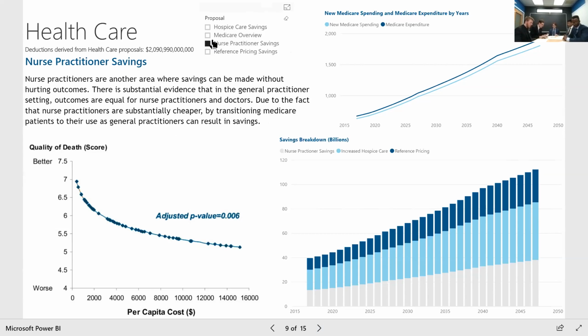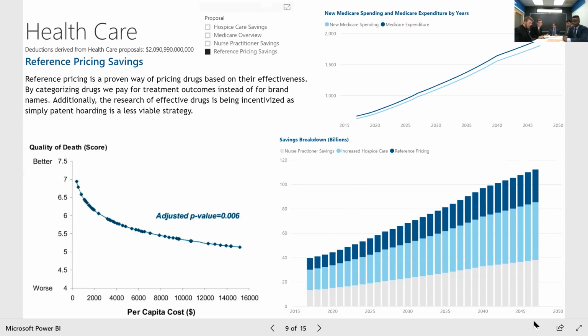General practitioners are less expensive than specialists, but have the same outcomes. By transitioning 20% of patients to this cheaper option, almost 2% of costs can be saved. By pricing drugs based on outcomes, we can reduce waste and incentivize efficiency. This would save the Medicare program over 1.4%.